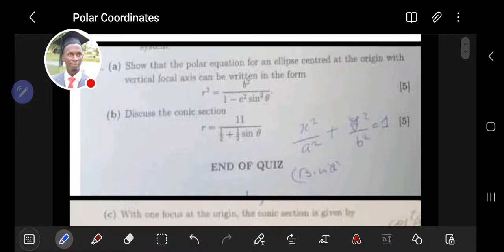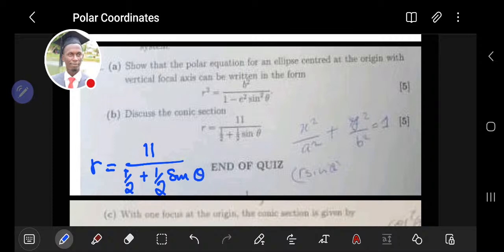Here, of course, they're saying discuss the conic section. And if you guys can see this properly, this is r is equal to 11 over 1 over 2 plus 1 over 2 sine theta. So try to see how you find this.